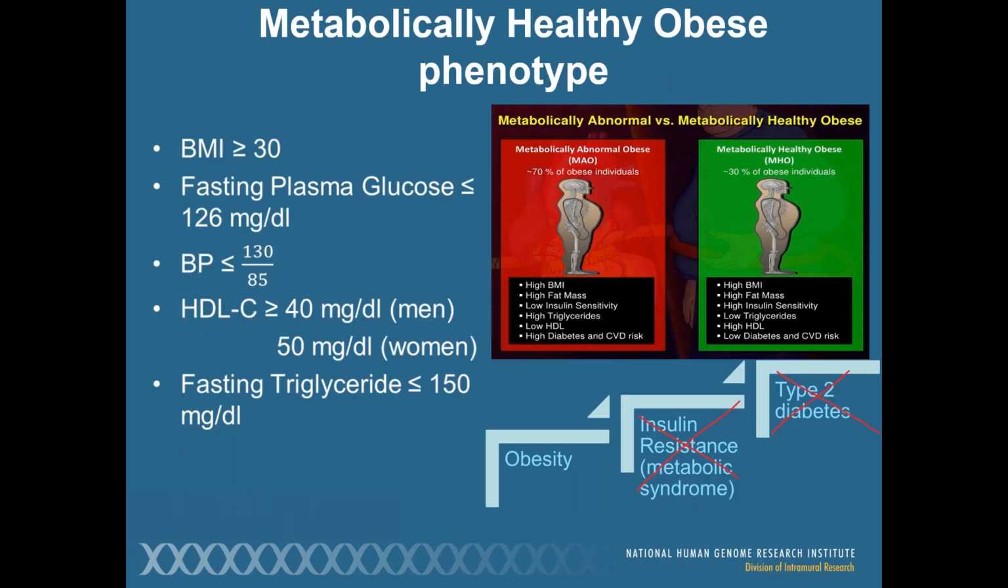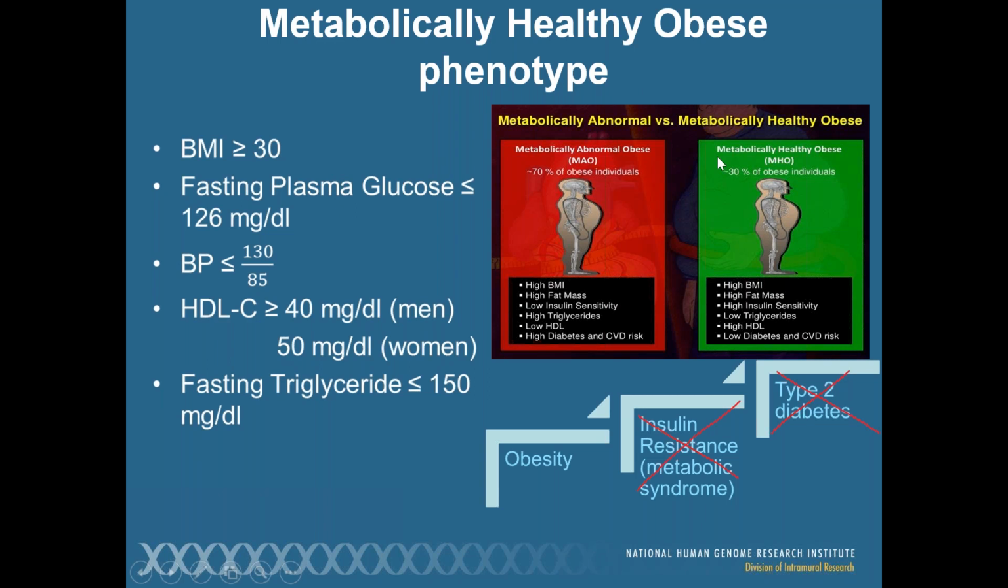So how do we define metabolic healthy obese? It's basically people that have a BMI greater than 30, they have a fasting glucose less than 126, they have a healthy blood pressure, which is 130/85, and they have a really good lipid profile, as you can see here.